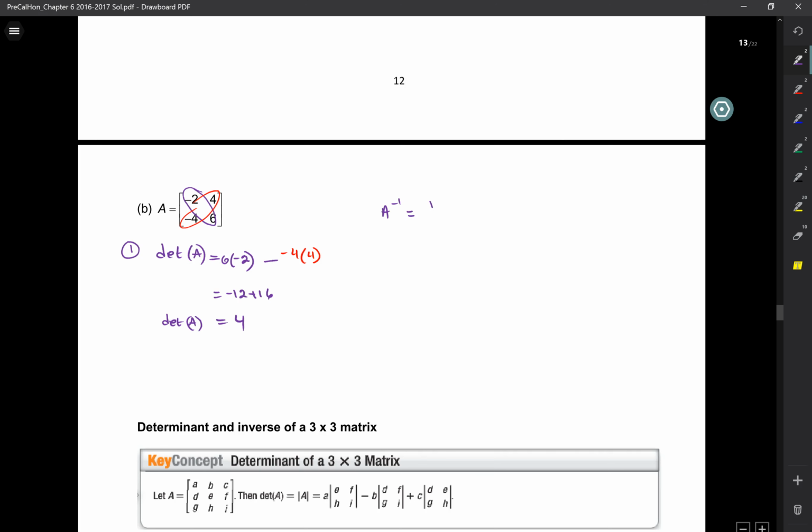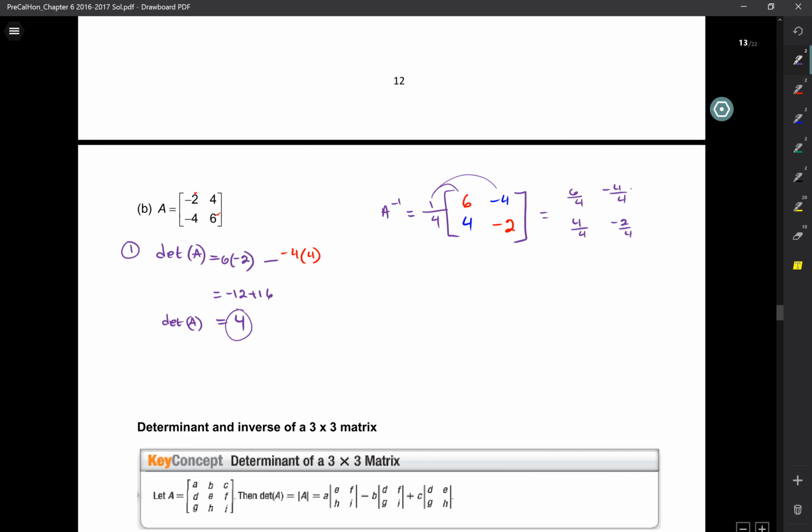Now, what's A inverse? A inverse is 1 over this determinant times. Now, the main diagonal, let me just erase some of these. The main diagonal will just switch places. So negative 2 and negative 6 will switch, and it'll be 6 here and negative 2 there. The other two stay where they are, but they switch sign. Okay, that's all. Now we need to distribute, right?